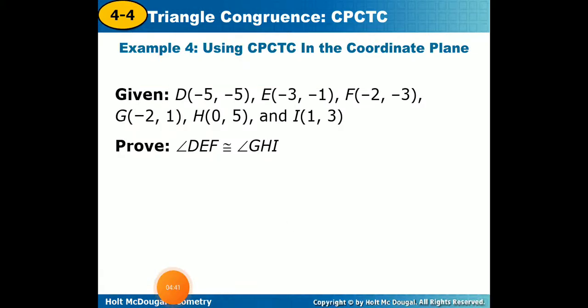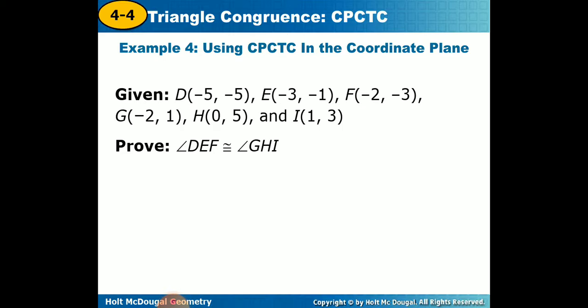We have here using CPCTC in the coordinate plane. Yes, this is for us. I have here some points given: D(-5, -5) and so on, the coordinates of D and E. So it asks me to prove that triangle DEF is congruent to triangle GHI.